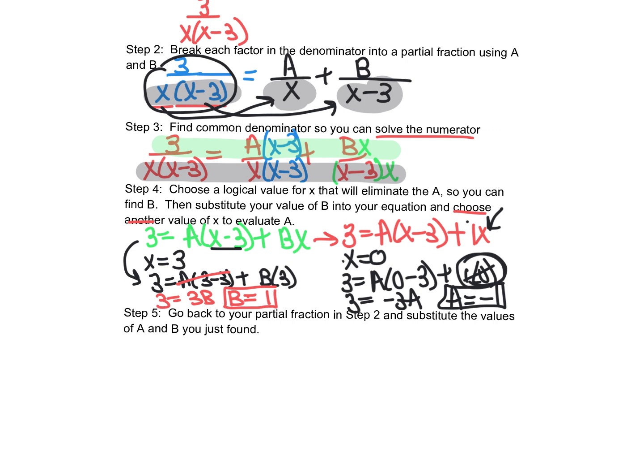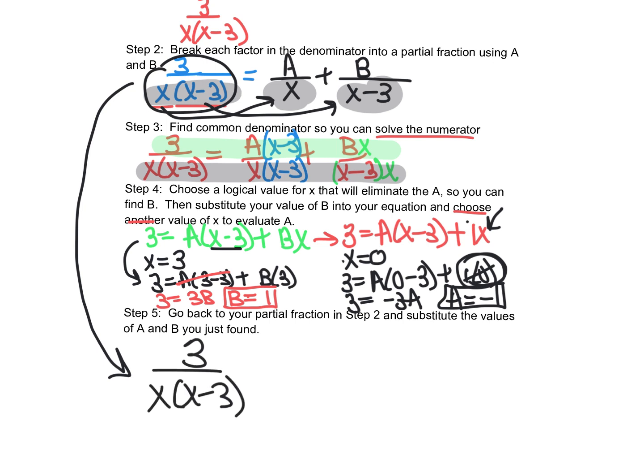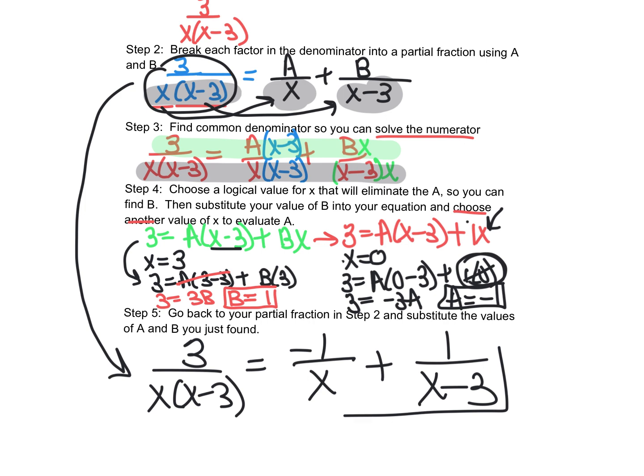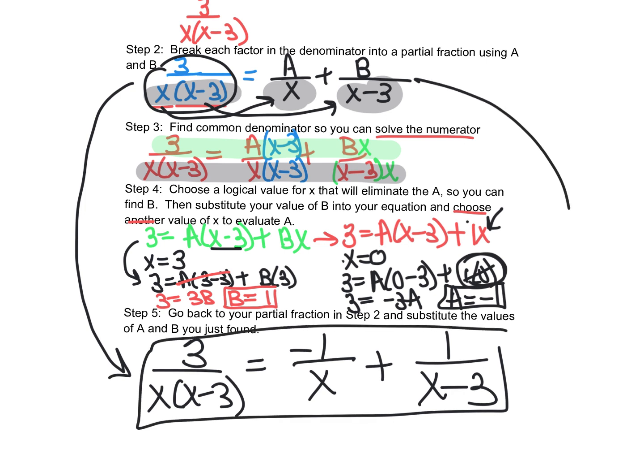This guy here in step 2. And we're basically going to rewrite it, but now we have a value for A and we have a value for B. So we have 3 over x times x minus 3 equals, instead of A, we are going to put negative 1 over x, plus instead of B, we are going to put 1. So we just basically went back, we figured out what A was, we figured out what B was, and we substituted them in to our original partial fraction equation up there on the top.